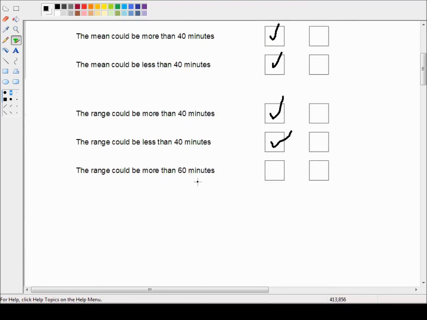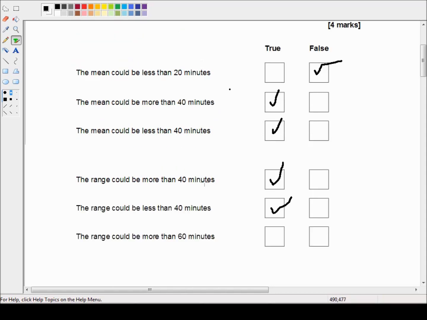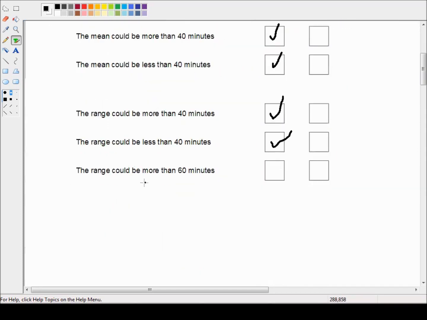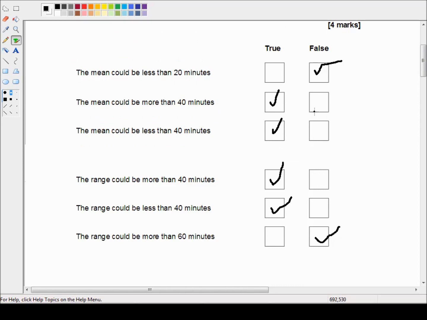The range could be more than 60 minutes. Okay, so the fastest possible time is just a little bit over 0, and the slowest possible time is 60 minutes. Even if we take that less than to be less than or equal to, we're still looking at exactly 60 minutes. So 60 minutes is by far the max, and the range could definitely not be more than 60 minutes, so that is false. So our answers are false, true, true, true, true, false.